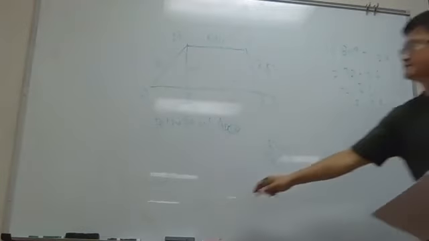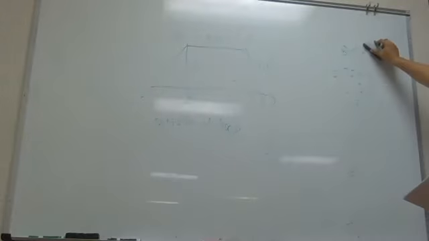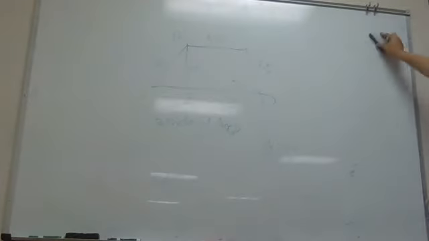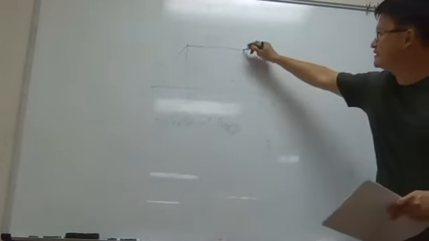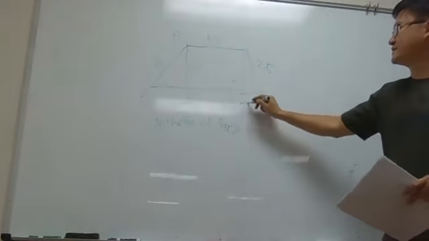Draw an altitude from C to AD. Let's draw a perpendicular line to make your life easier, which would be equal to 24. Let's call the foot Z again.